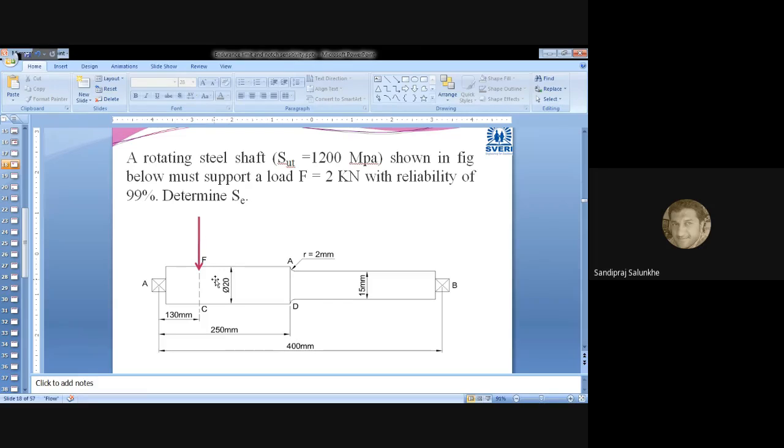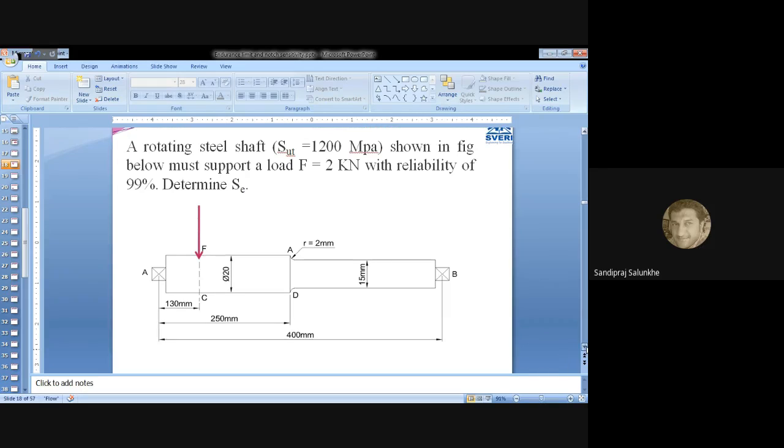While bending is occurring, that bending stress is responsible for the failure of this component, this shaft. As you continuously apply this force and the shaft rotates, every time the force is applied at new points, and these points undergo compression on the upper side and tension on the lower side. That's why it is repetitive, completely reversed stress.